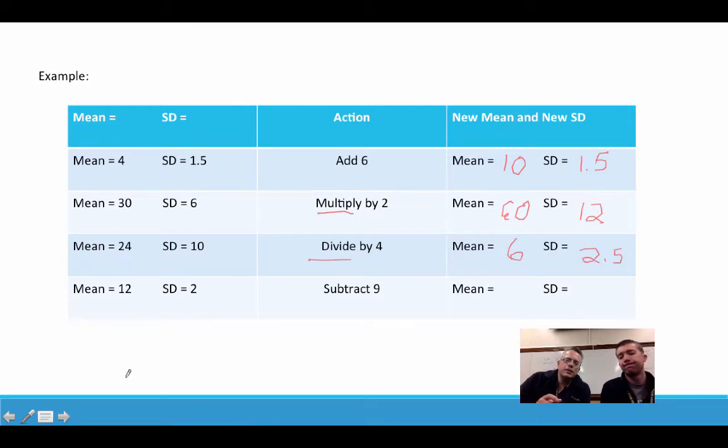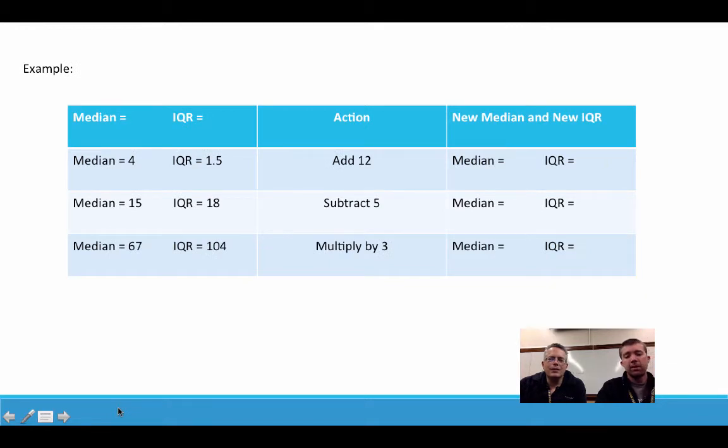If multiplication stretches the data out, we'd expect that dividing by a number bigger than 1 would shrink it. Then 12, subtracted 9, would be 3. Standard deviation of 2, subtract 9, nothing happens because I'm subtracting. That's basically what we have to know about data transformations: the effect of adding, multiplying, dividing, and subtracting. Sometimes we'll have a combination, but not yet. So let's hit it. We've got a few more.